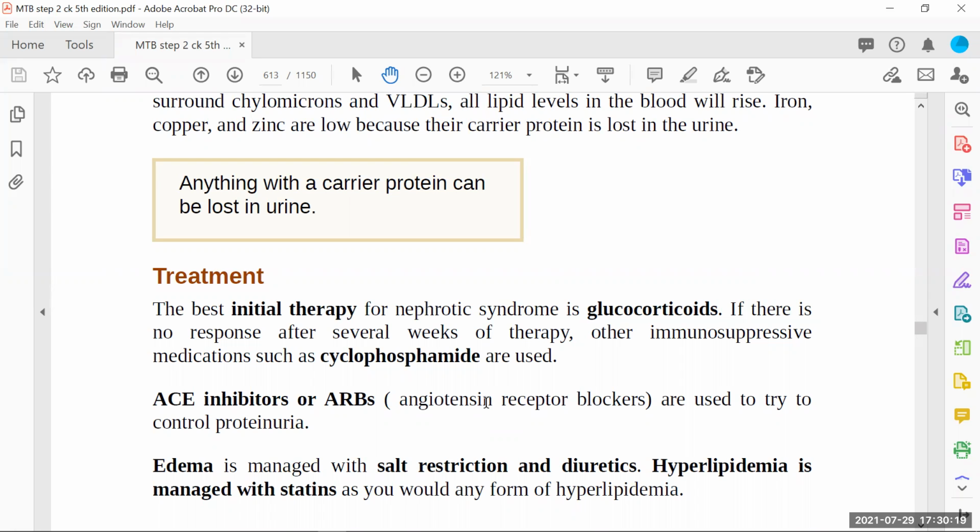Now, ACE inhibitors or ARBs, of course, you can try. I used to try them to control proteinuria. If too much protein is being lost in the urine, maybe we can try an angiotensin receptor blocker, and they can just hold the protein inside.